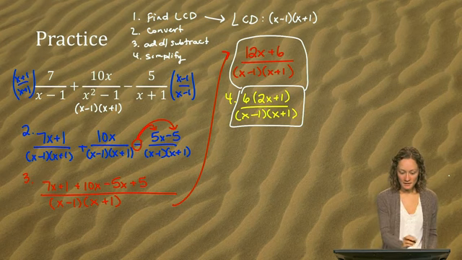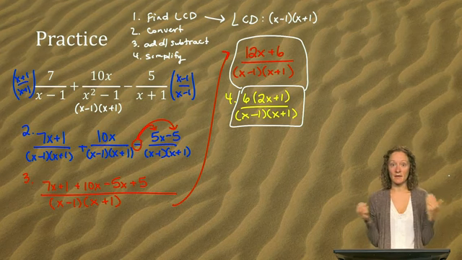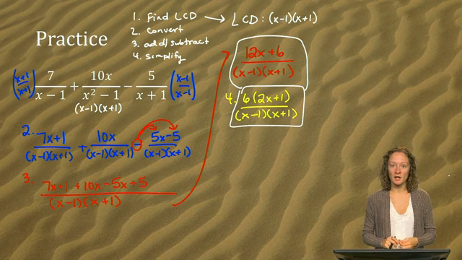So we found the LCD. We converted each fraction to have that LCD. We added and subtracted the fractions together because now they were cut into the same size pieces. And then we simplified by looking for common factors on the top and bottom.